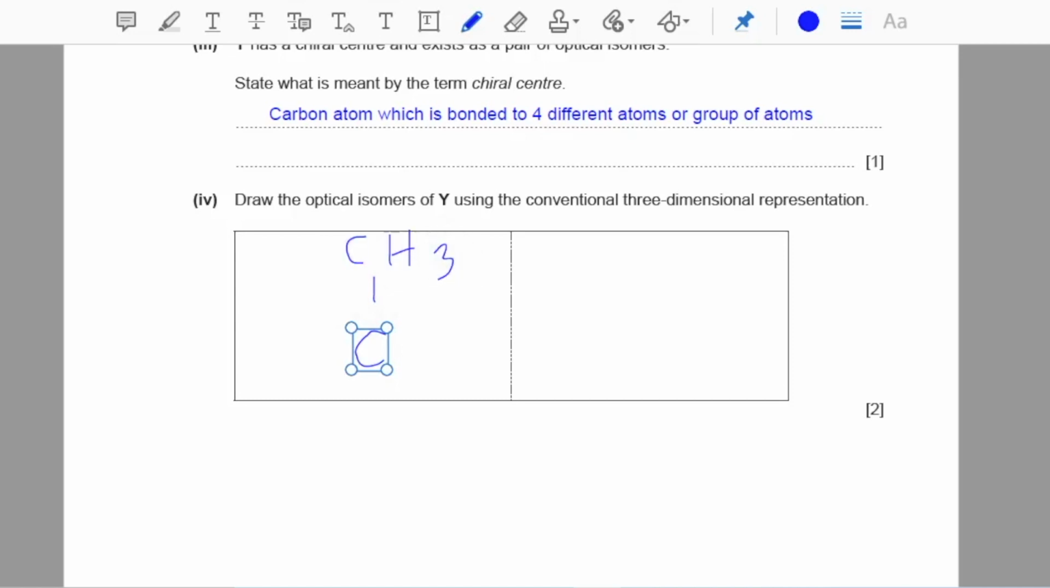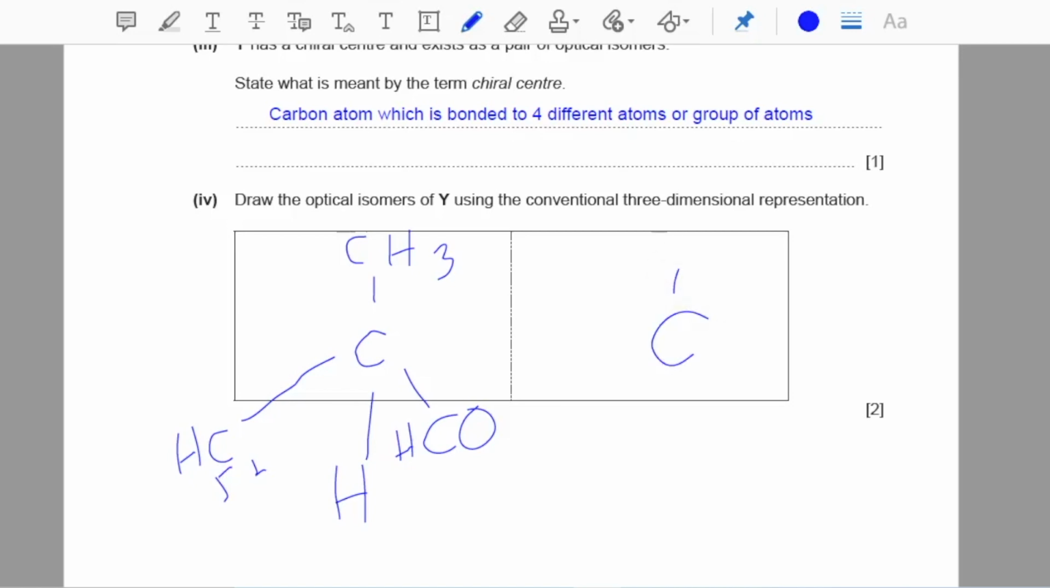It is bonded to a methyl group. It's bonded to H, then aldehyde group, then C2H5, and on to the right of the mirror, or the pair of this optical isomer, CH3 again, H, and the ethyl group.